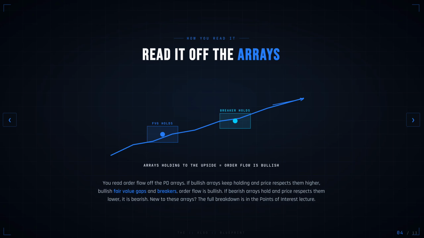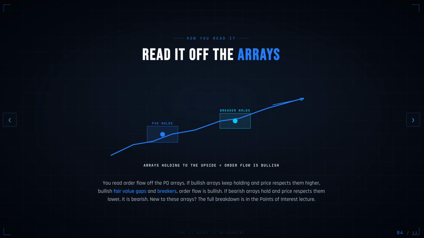Read it off the arrays. You read it off of our higher time frame fair value gap sorting. I personally only like these arrays. Arrays holding to the upside, order flow is bullish. Arrays holding to the downside, order flow is bearish. So this is a very simple concept. You can look at this through time-based highs, so previous cycle high, previous cycle low. Are they holding, with also fair value gaps and breakers? Will give you a great understanding of, okay, are we bearish, are we bullish? Very simple, you only have to look at this, not anything more.